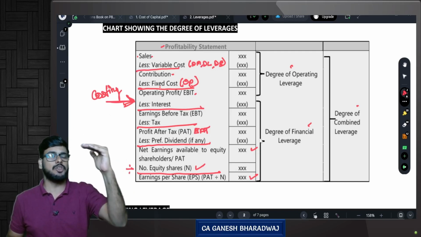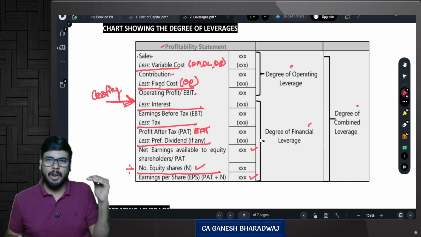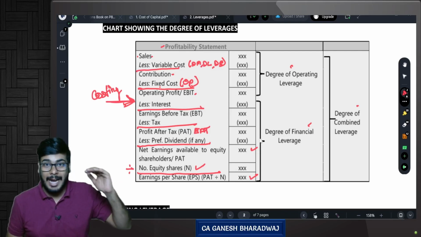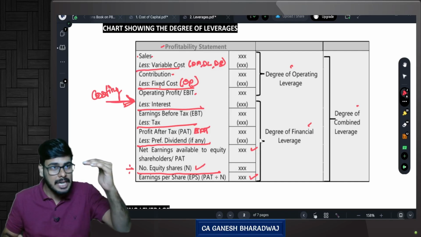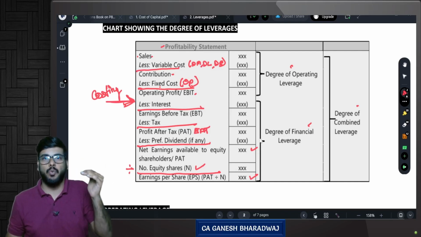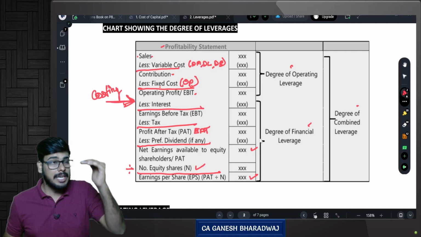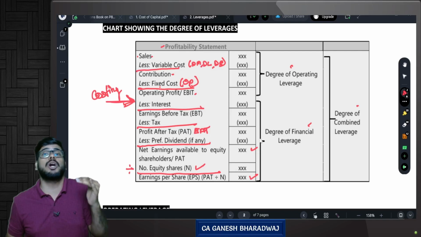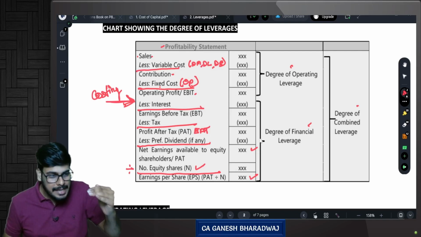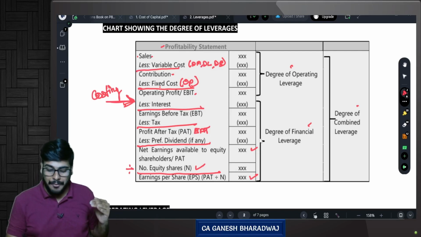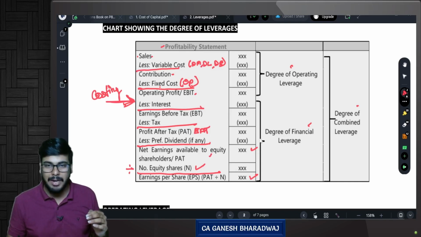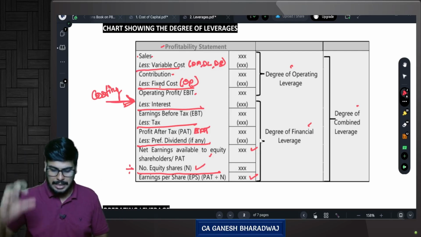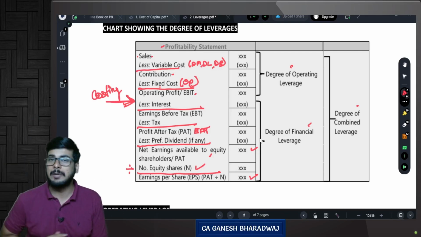Sales minus variable cost gives you contribution, minus fixed operating cost gives you what? Gives you EBIT, operating profit. Actually, costing stops here and FM begins. EBIT minus interest gives you EBT, earnings before tax. Minus tax gives you what? Earnings after tax, EAT. Then minus preference dividend gives you net profit available to equity shareholders. This divided by number of equity shares gives you EPS, that is earnings per share. Are you clear with this? This is the overall profitability statement.